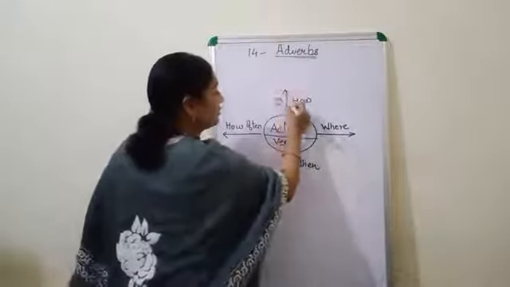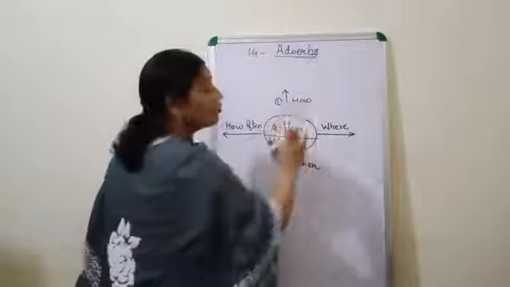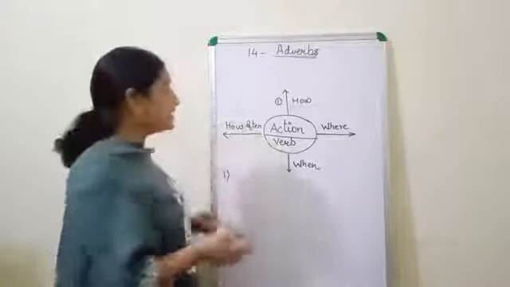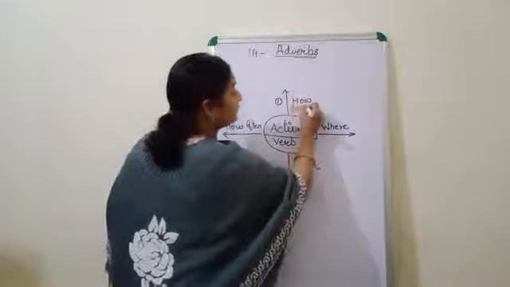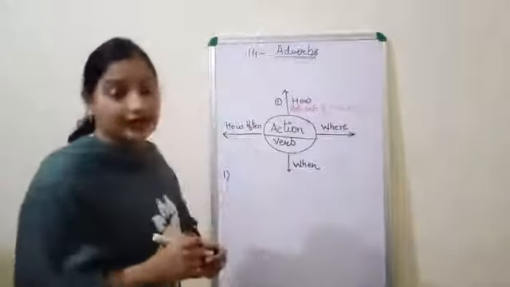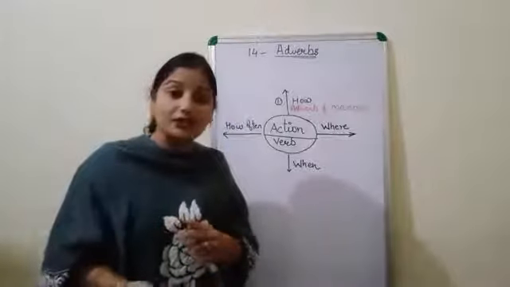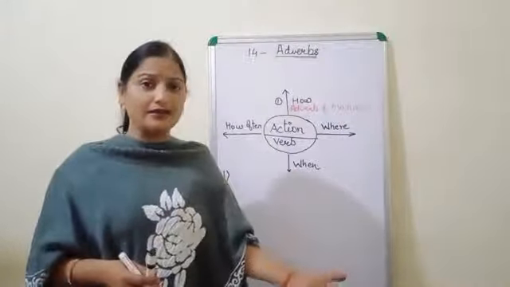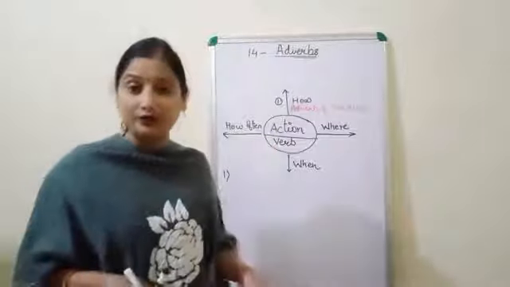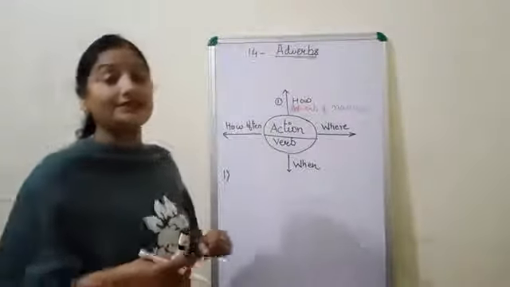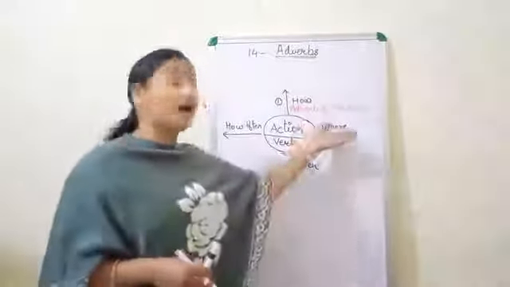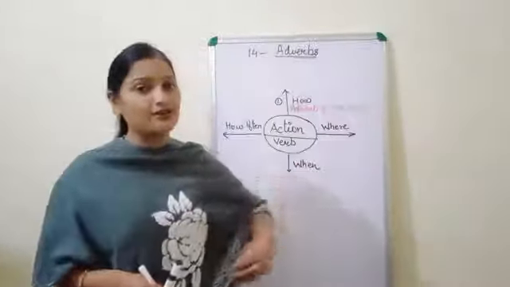If I am telling you how I am doing the work, it means I am telling you the manner of work, and that's why that type of adverb is called the adverb of manner. So children, if you are performing any action, then you think how we have done that, and whatever answer you get will be your adverb of manner. So this is the way to identify which type of adverb we are talking about. Simply, you ask the question related with how, and whatever answer we get, that will be your adverb of manner.